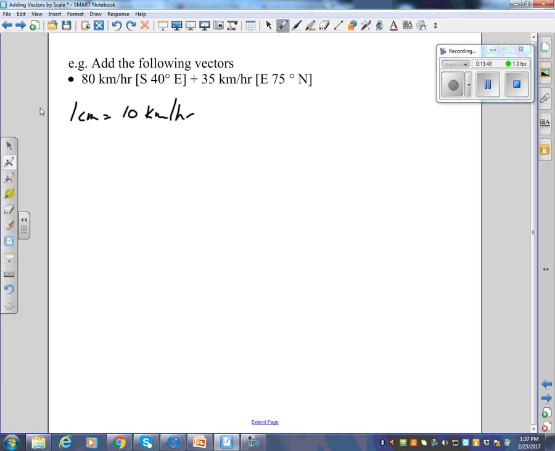Now again, I suggest draw a little sketch so you know where to start, right? South 40 east is like that, and then east 75 north is going to be like that. So I should probably start somewhere up here.